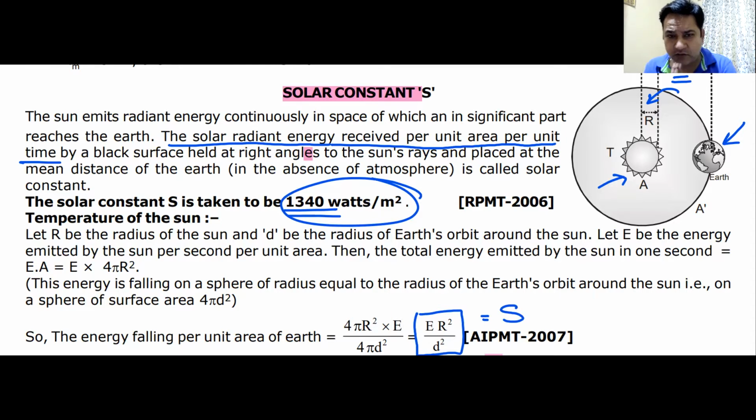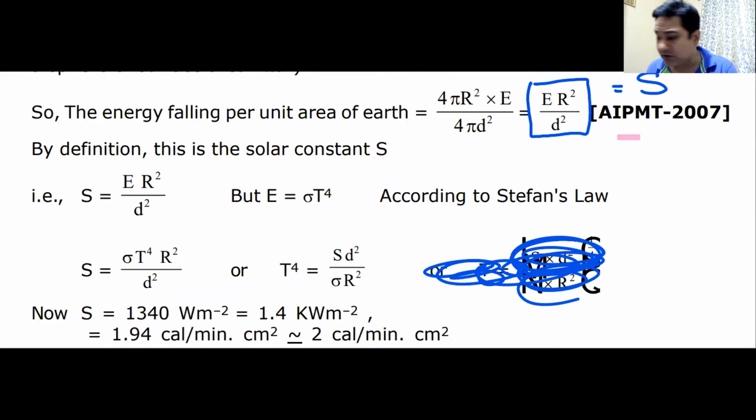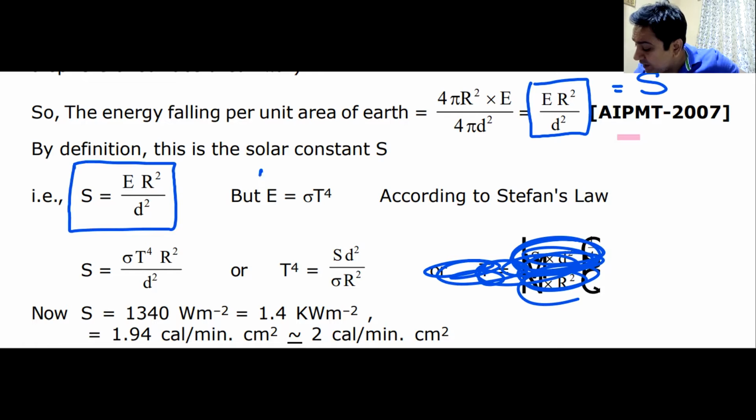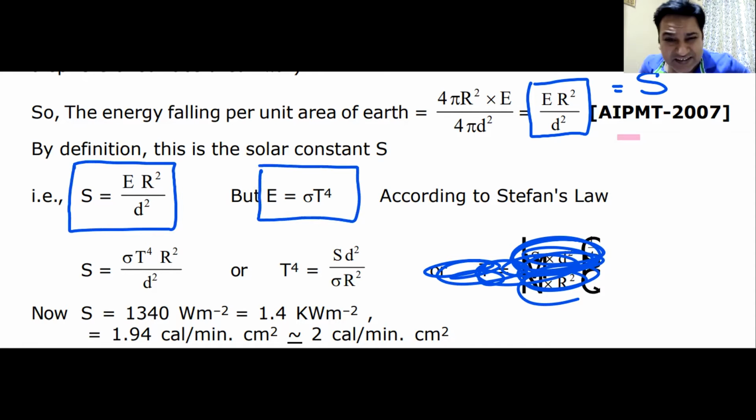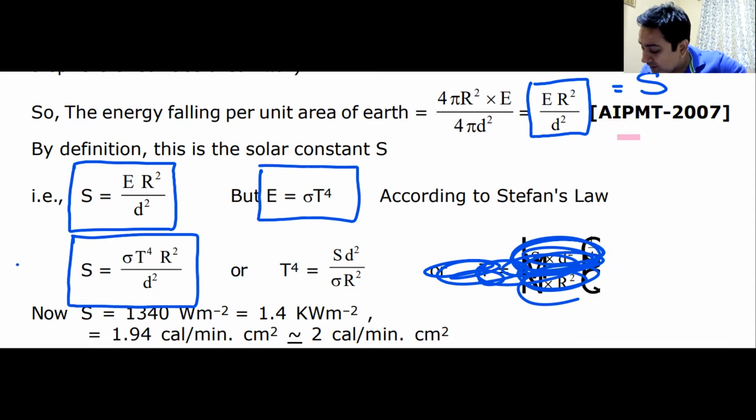I hope you have noted down the value of solar constant. I also hope that you have noted down the formula E into R square by D square. Then comes another set of formula again for the solar constant. The solar constant S is E into R square by D square. Have you noted this formula? Now this E is the emissive power of sun, so it is sigma. We are taking sun as black body. Sigma into T raised to the power 4. So this becomes another formula for solar constant.